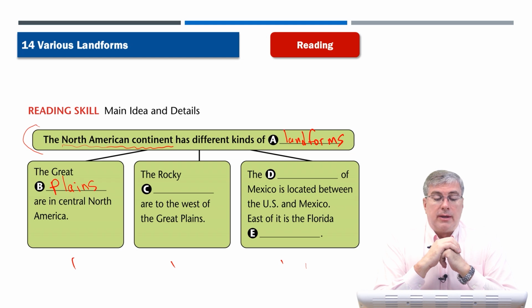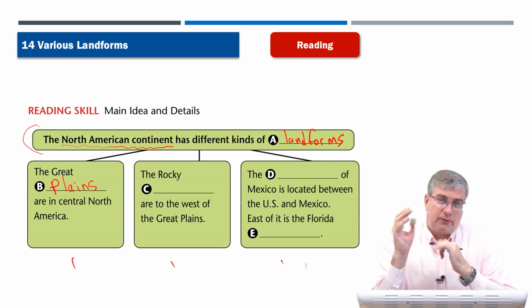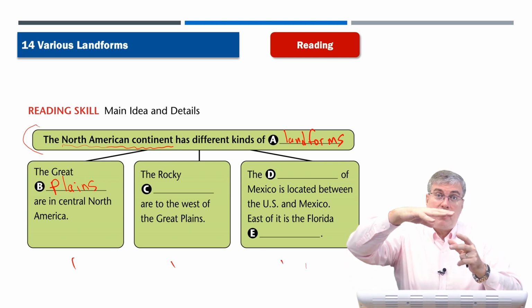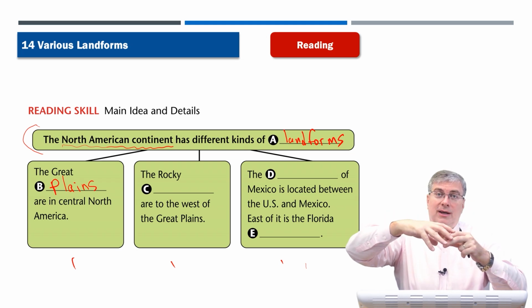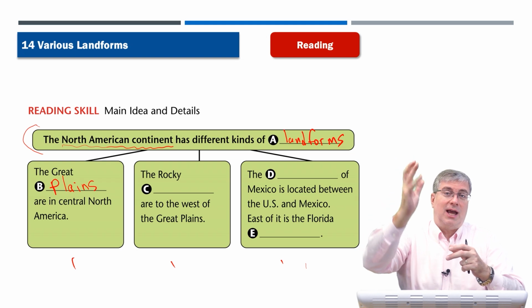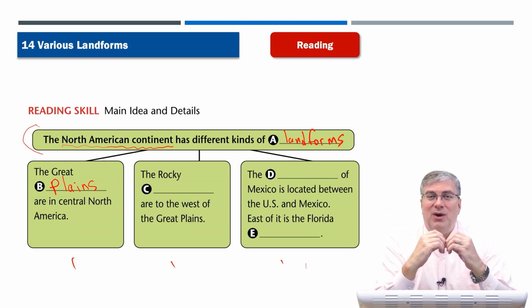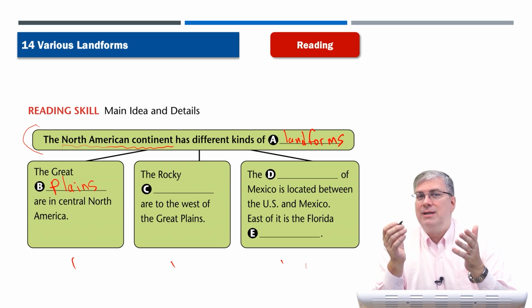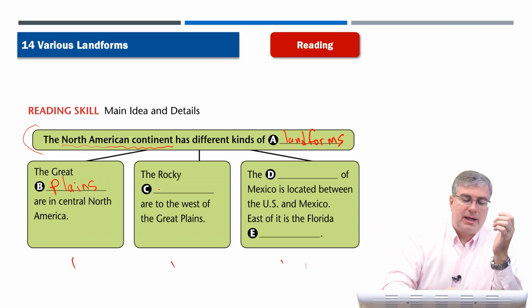So the Rocky Mountains are to the west of the Great Plains. So if we're in the Great Plains and we go to the west, we see this landform rising up out of the earth, rising up huge, like it's reaching up to grab the sky. As I said before, this is very impressive. What am I talking about? The Rocky Mountain Ranges, the Rocky Mountains.